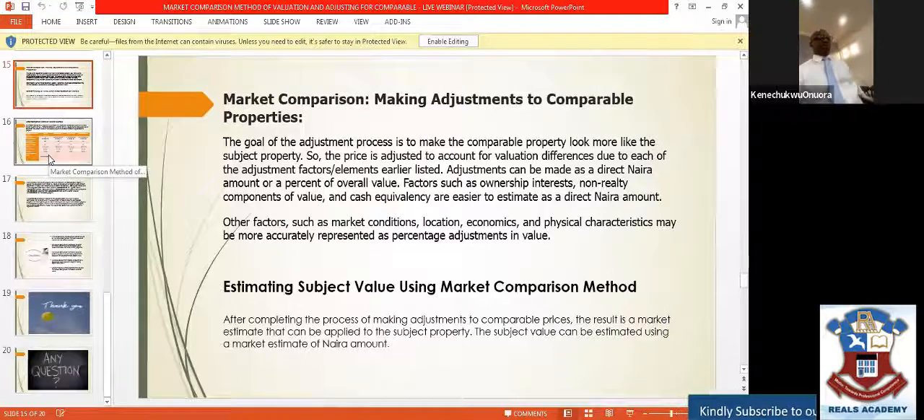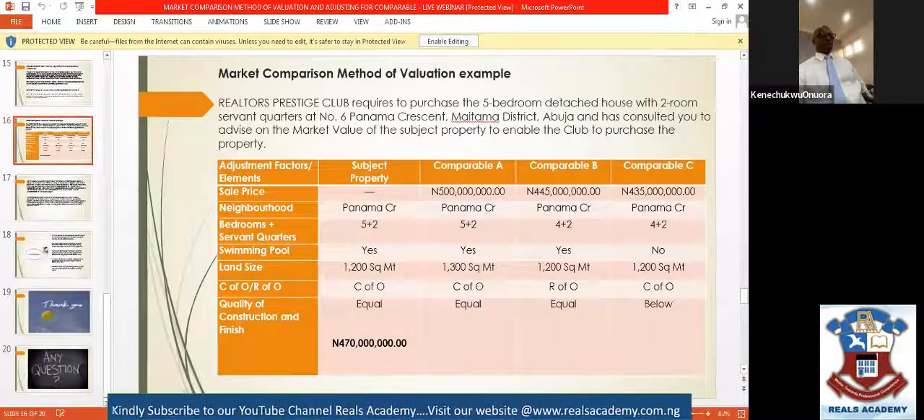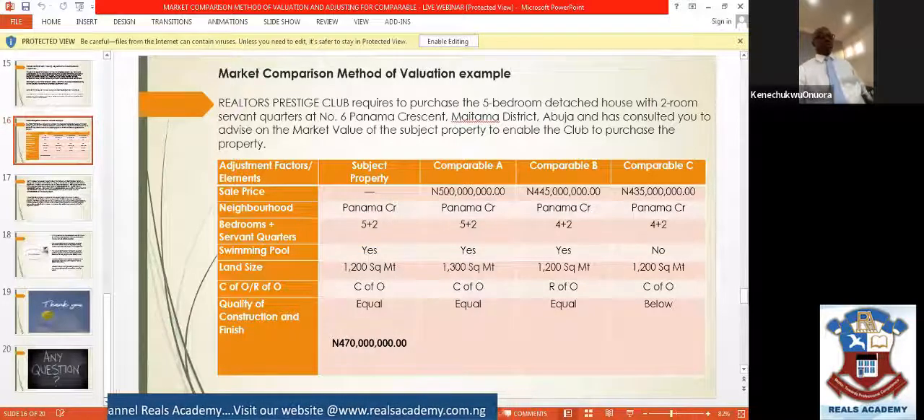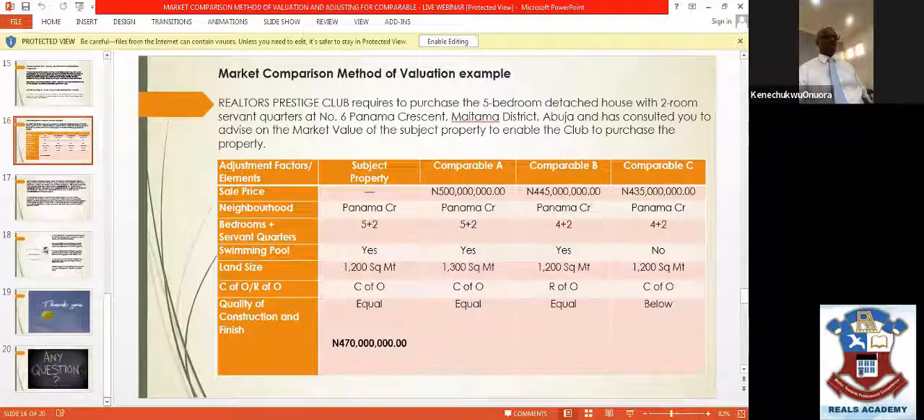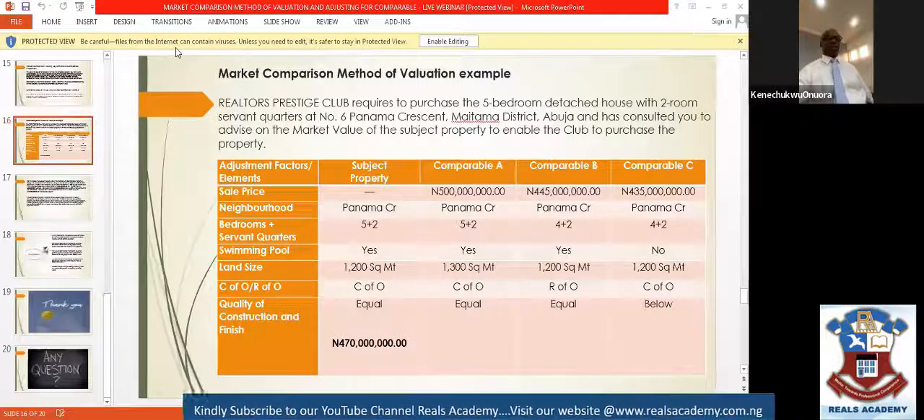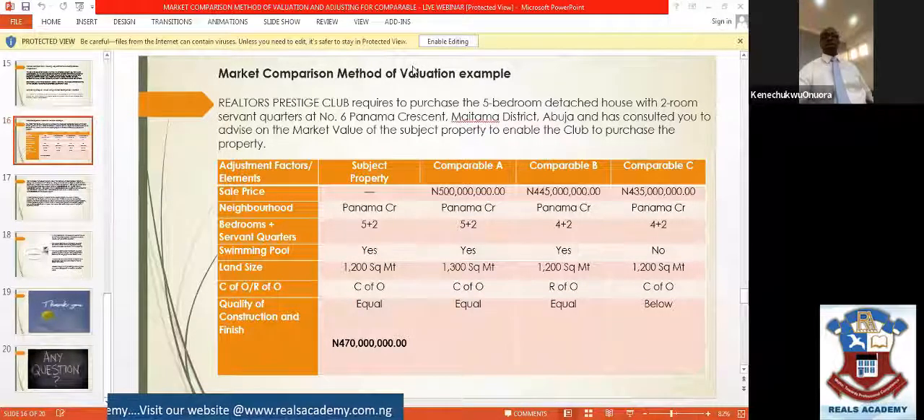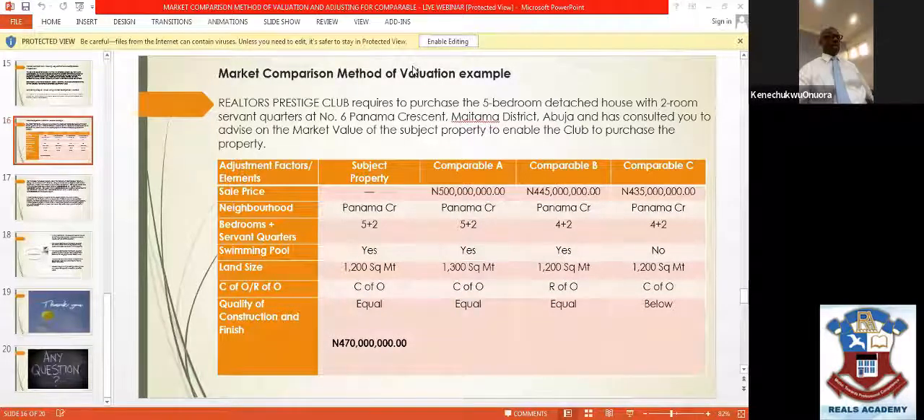Okay, we have an example here, a very simple example. I will explain it and we'll try to make this as simple as possible so that everyone understands it. Then we will be able to apply it when we have many more adjustment elements. Realtors Prestige Club wants to purchase the 5-bedroom detached house with 2-room servant quarters at number 6 Panama Crescent, Maitama District, Abuja, and has consulted you to advise on the market value of the subject property to enable the club to purchase the property. So the adjustment factors are listed.